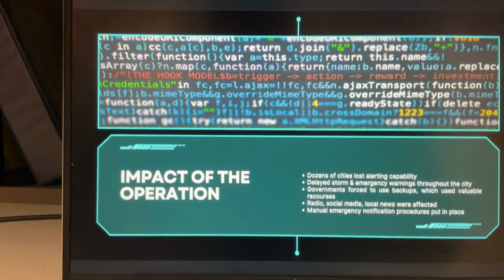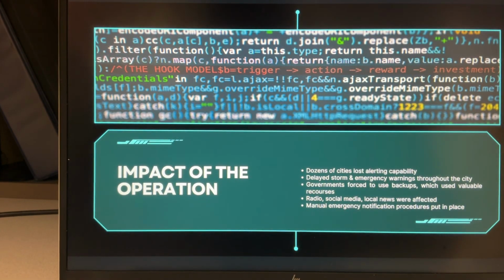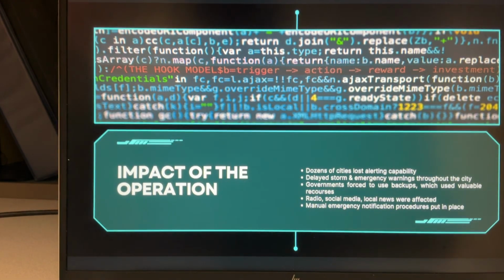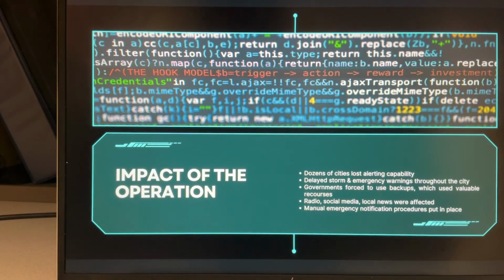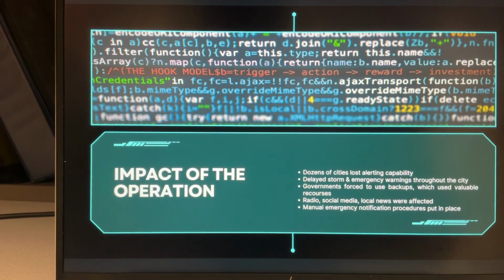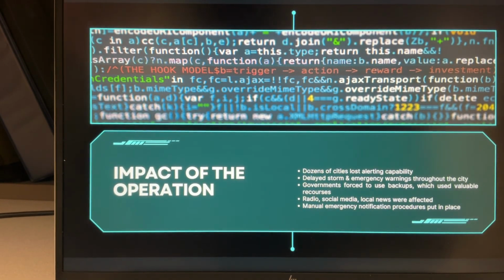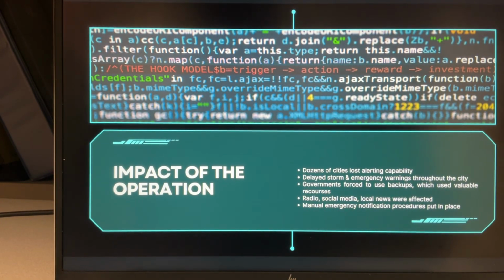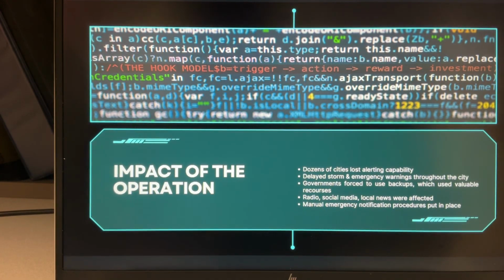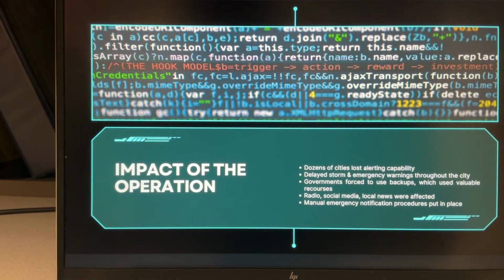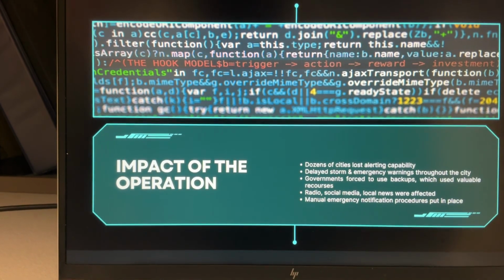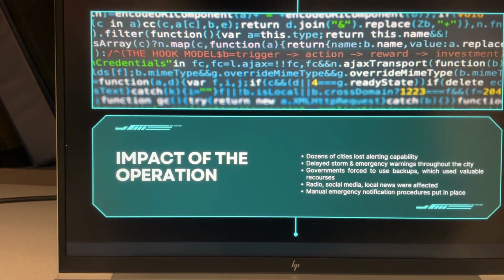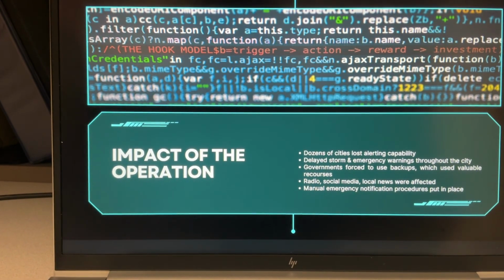The impact of the operation: dozens of cities lost alerting capabilities. Once it happened, the company in charge, OnSolve, had to shut down the service because it had been breached. The only way they could take care of it was to shut it down completely. That delayed storm and emergency warnings throughout the city. Governments were forced to use backups, which use valuable resources, and radio, social media, and local news were all affected because of the misinformation. Manual emergency notification procedures were put into place.